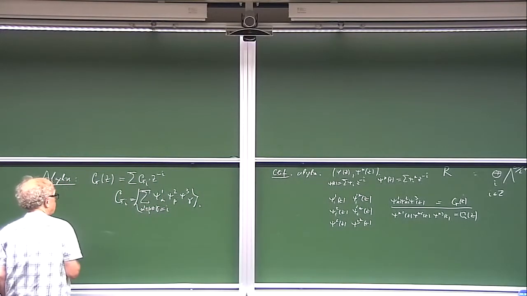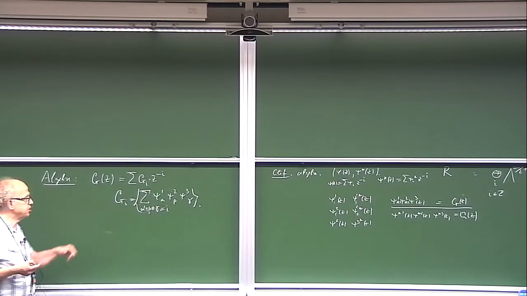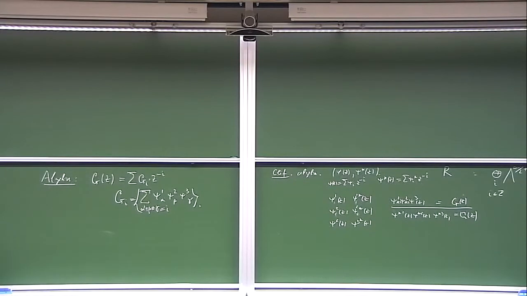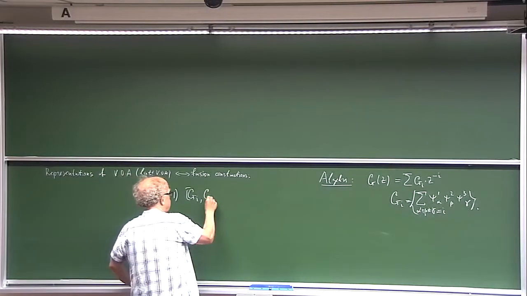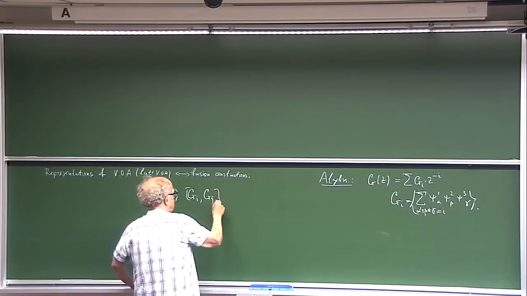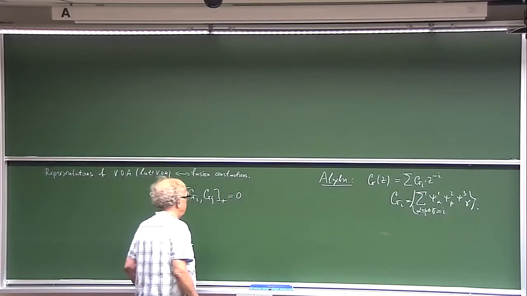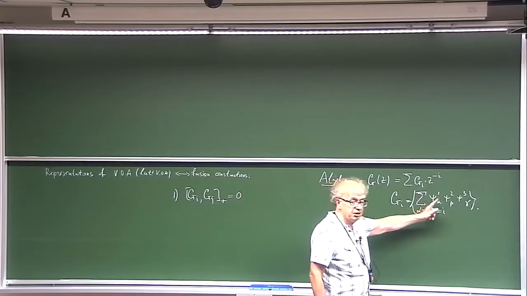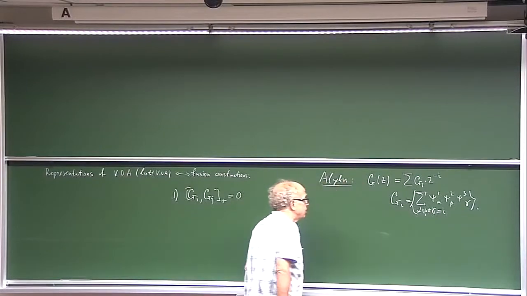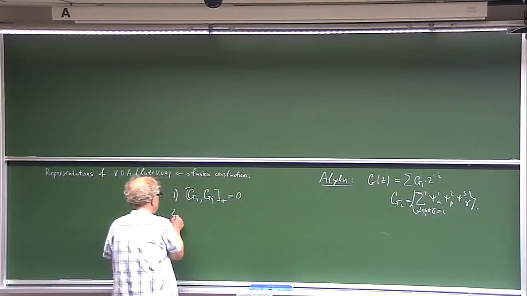Let me repeat, or formulate again, what we know about these operators G_i. We know two things. One thing is that the anticommutator of G_i and G_j equals 0, because they are fermions, skew-symmetric things, and we have a product of 3. But we know a little bit more.